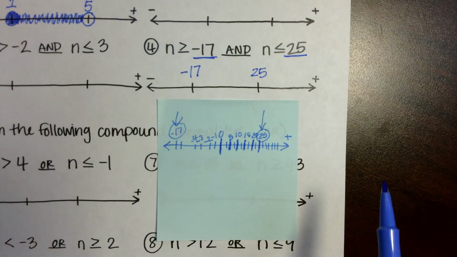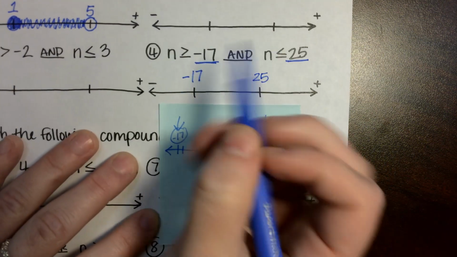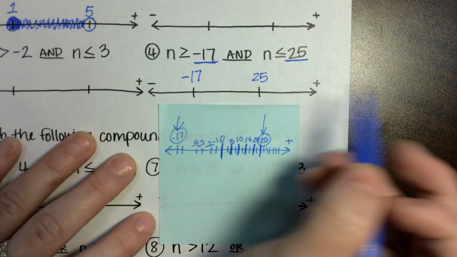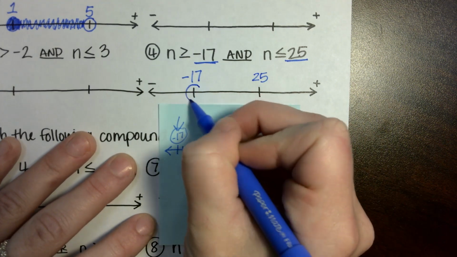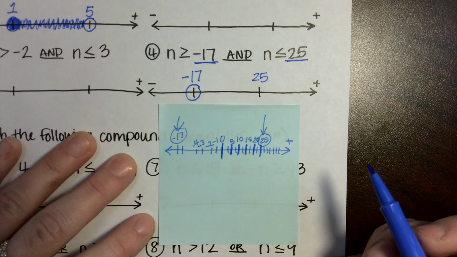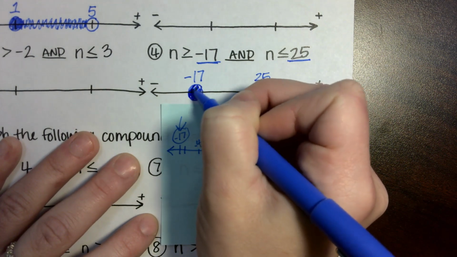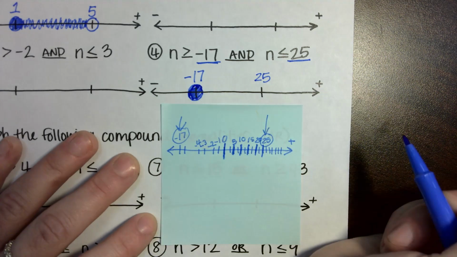Okay, now let's look at our circles. I have n is greater than or equal to negative 17. Do I shade my circle or leave it open? Shade it. Good. That equal to makes it shaded. Means it could be negative 17.